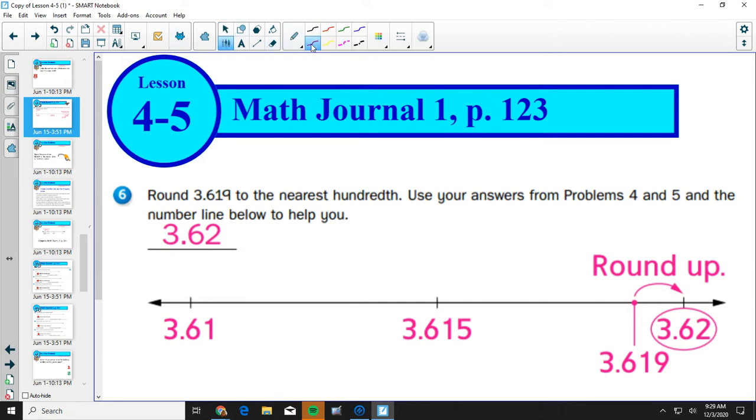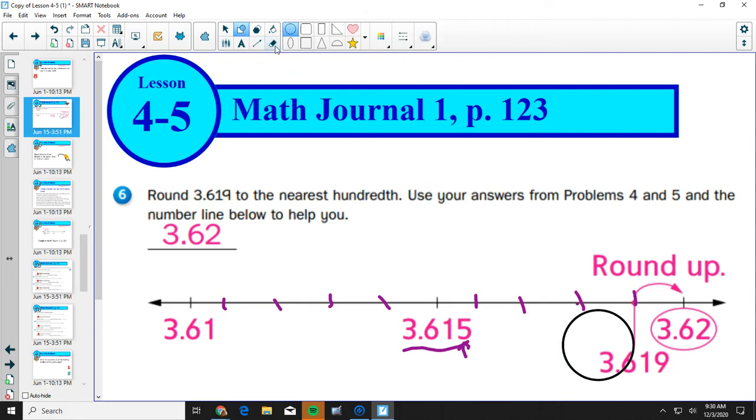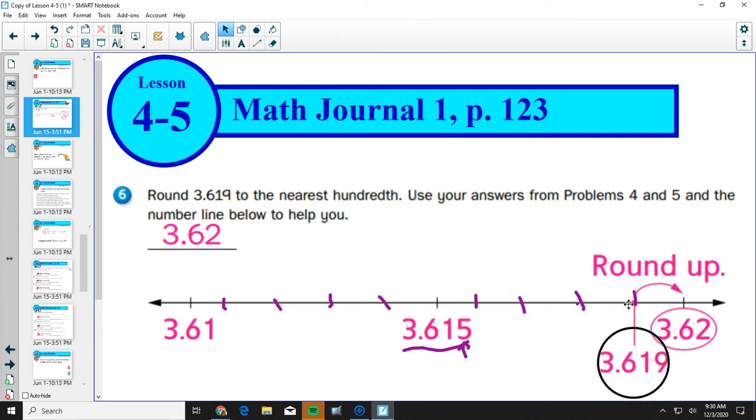And I'm going to add some lines to this just to get a better understanding. Okay, so here I added the other thousandths. So this would be 3 and 610 thousandths. This would be 3 and 611 thousandths. 3 and 612, 3 and 613, 3 and 614, 3 and 615, because that 5 is the middle. 3 and 616, 3 and 617, 3 and 618. Here's the number we were talking about. 3 and 619. That one right there. That's the number we were looking at, and that's what we're trying to round.